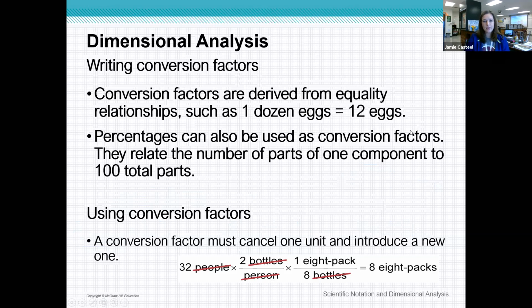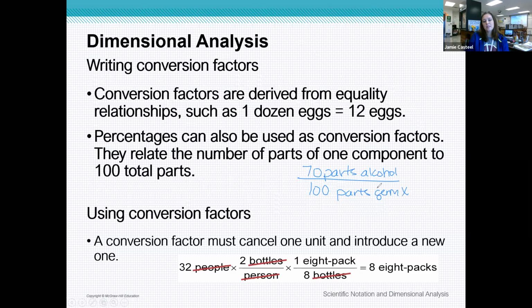They said eggs. I went with donuts. I like donuts. Percentages are also good conversion factors. So if I say something is 70% ethyl alcohol, like, you know, our Germex is supposed to be, it's 70 parts alcohol to 100 parts Germex. 70 out of 100, right? 70 out of 100.